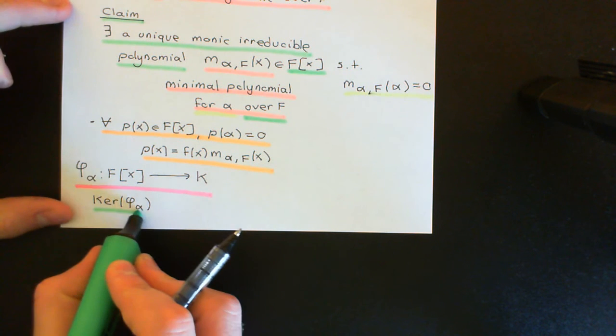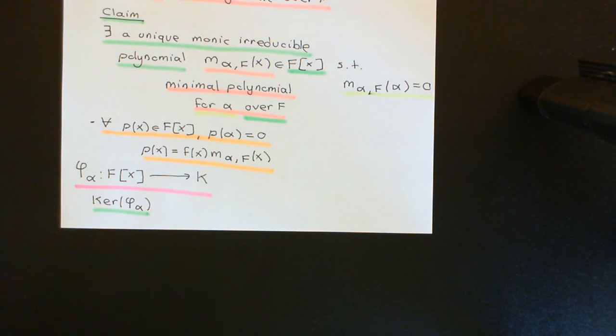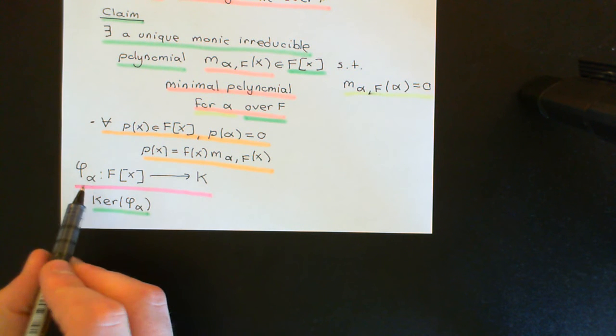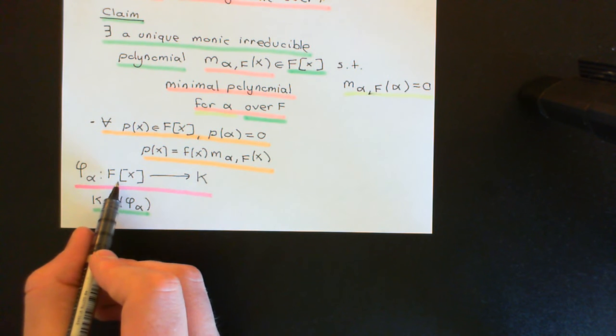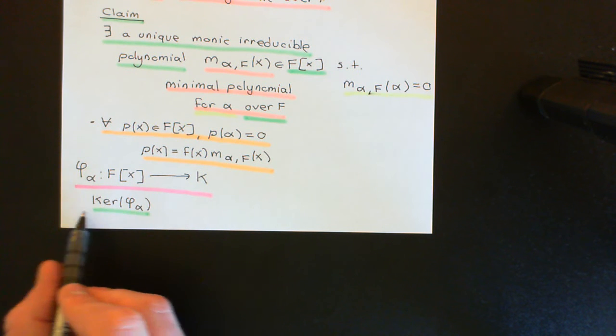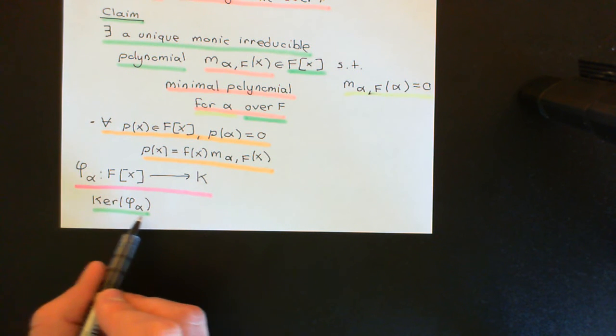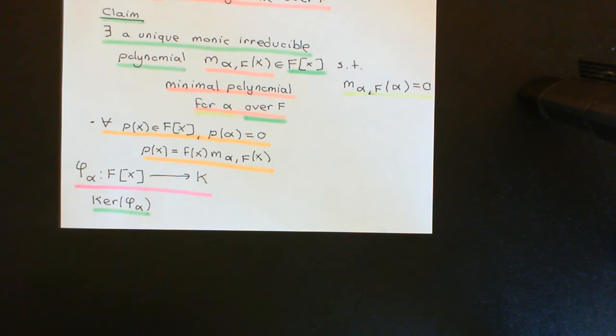Okay, and all of those polynomials which are mapped onto the additive identity by the evaluation homomorphism are going to be all of the polynomials which have alpha as a root. So all of the polynomials with alpha as a root are the kernel of this homomorphism, this evaluation homomorphism. Now, here comes the clever bit.